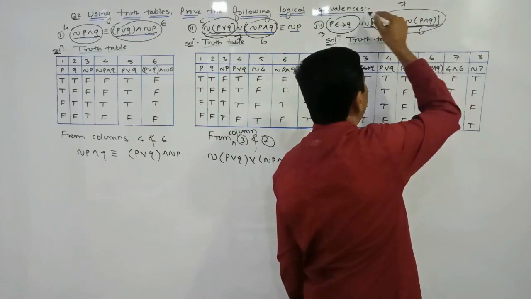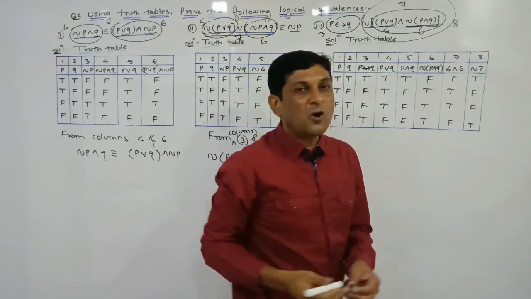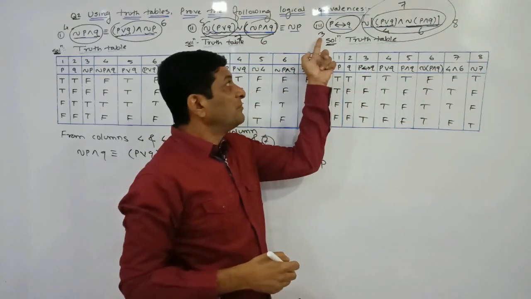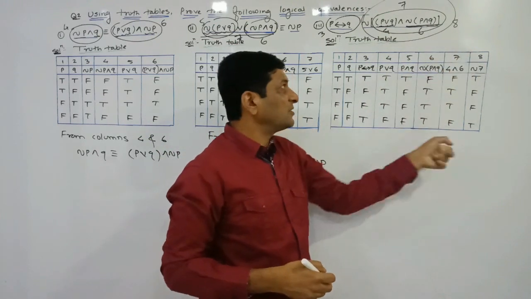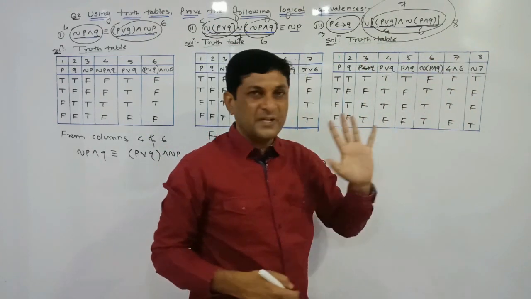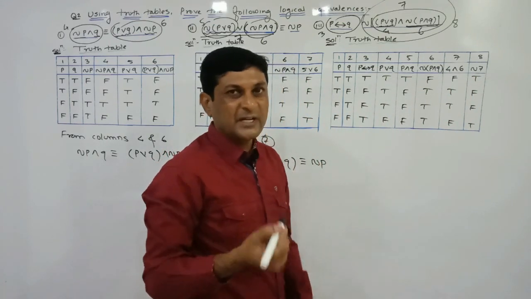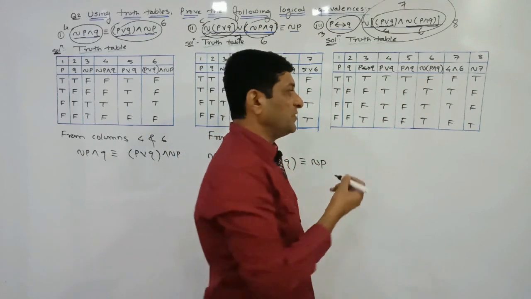Now the truth value of this whole statement is in column number 8. Now observe the truth values in column number 3 and column number 8: T F F T, T F F T. Since the truth values are identical, that's why we can say that these two statements are logically equivalent.